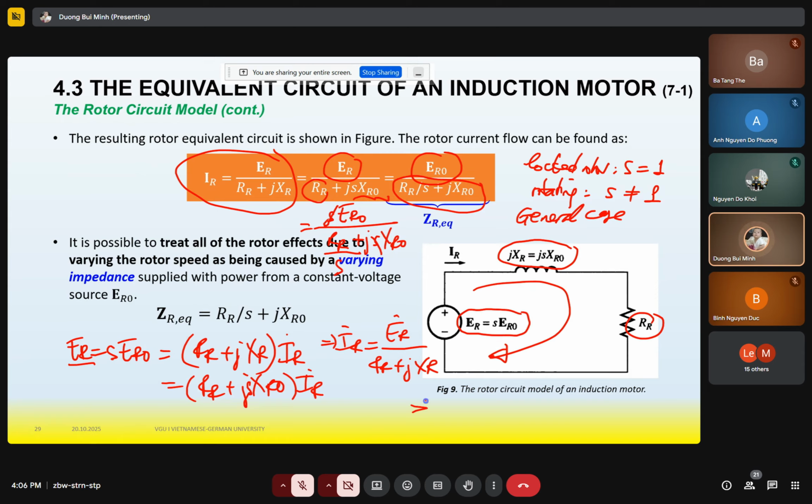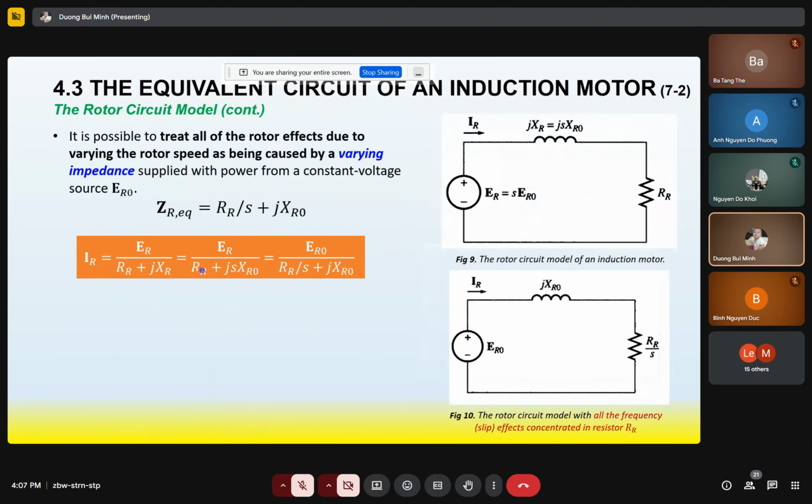Now IR becomes EI0 over RR over S plus jXI0. Why? Because here we have S, and here we have S, so we cancel S by dividing by S. So we have EI0 over RR over S plus jXI0. This one we say is the equivalent rotor impedance. So EI0 equals RR over S plus jXI0 times IR.